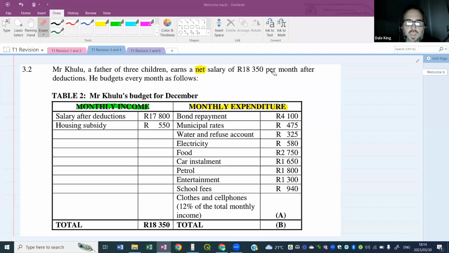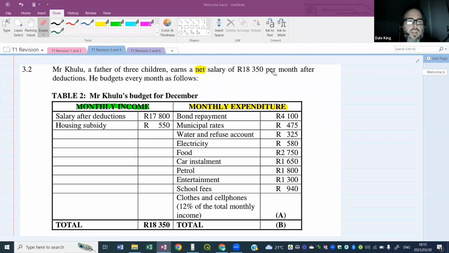Now there's no figure here, but look what's in the brackets, 12% of the total monthly income. Okay, we're going to talk about that just now. We've got 12% of the total monthly income. We don't have a value for that. Obviously, the question is going to ask us for that. And then we have total for all the expenses, which is marked as B. Obviously, going to work that out.